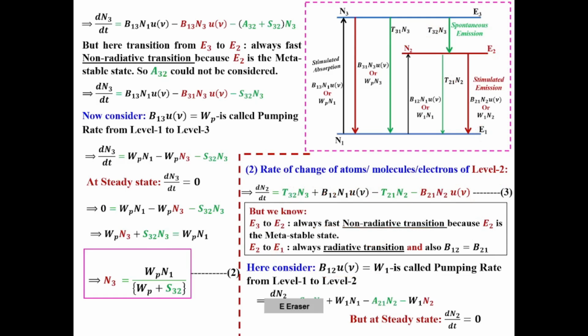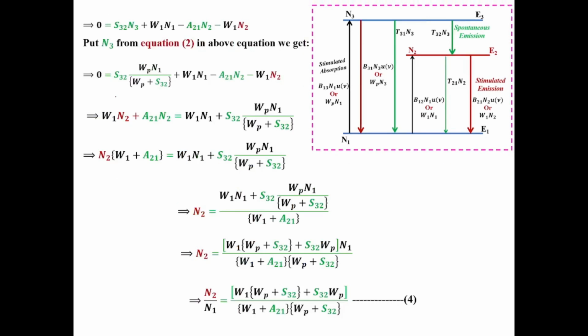Right? Okay. But at steady state or equilibrium state, we know N2 is a constant value. So dN2 by dt will be equal to 0 at steady state. So at steady state, these four terms will be equal to 0. So that implies 0 equals these four terms.